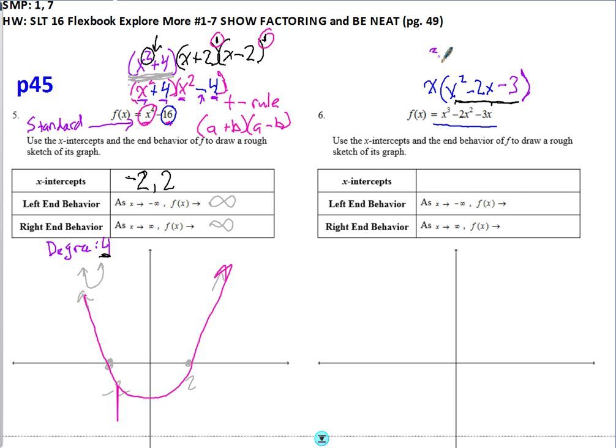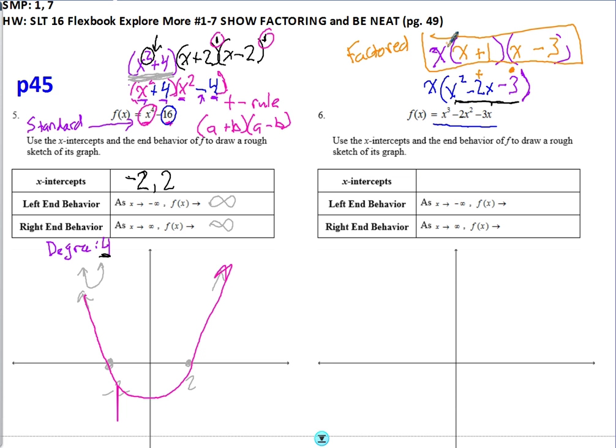So we're going to look at this top part and see if we can factor this. Since there are 3 terms, I'm going to use my standard type of factoring. Are there any numbers that multiply to get negative 3 and add to get negative 2? Well, we should find that negative 3 times positive 1 multiplies to get negative 3 and adds to get negative 2. So that is our final function in factored form, because all of those are factors.